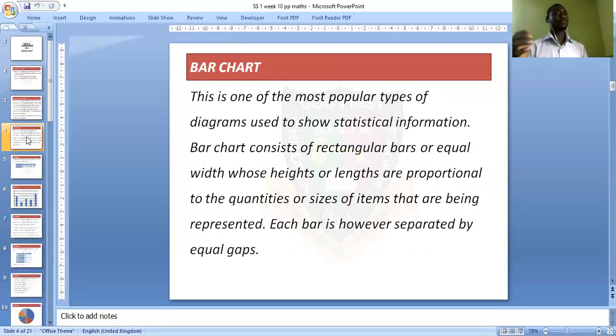Let me take you through the notes. This is one of the most popular types of diagram used to show statistical information. One of the statistical graphs we talked about. Bar charts consist of bars, from the name bar charts.